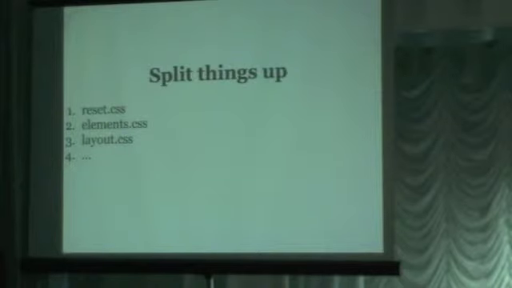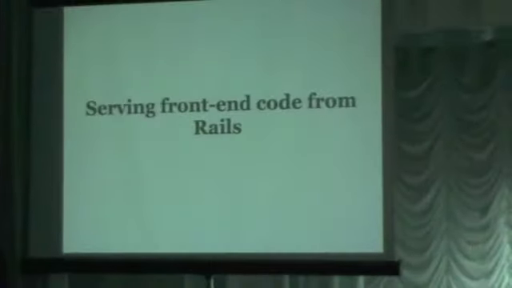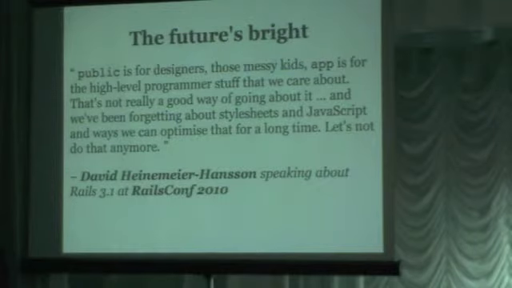So now we know how to structure our front-end code well. How do we serve it from our Rails applications? Rails does provide some basic things like the JavaScript include tag and stylesheet link tag helpers, which can take lots of JavaScript files and compress them together into one. But really, keeping things in the public directory is quite simple. At RailsConf this year, this is what DHH had to say about the subject.